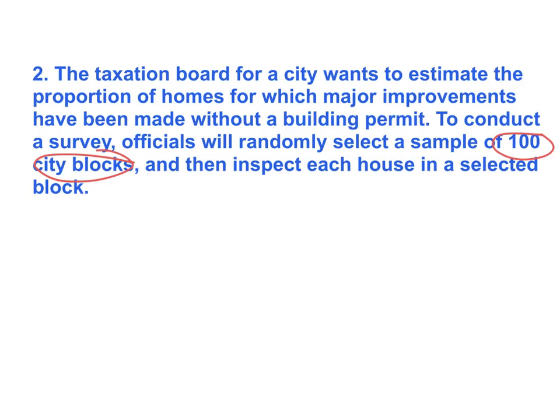There's a qualifier. They've eliminated part of the city, even though those 100 were selected at random. Okay, there's only 100. Now we don't know enough about this city, and we don't know how many blocks there are, but we make the assumption that there's a lot more than 100. The answer is cluster sampling. Okay, it's a little tricky.